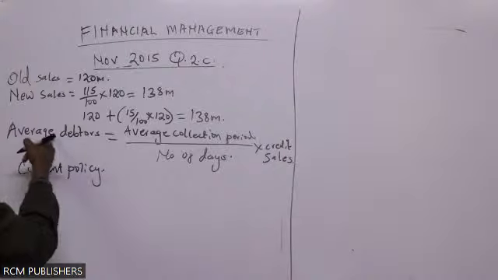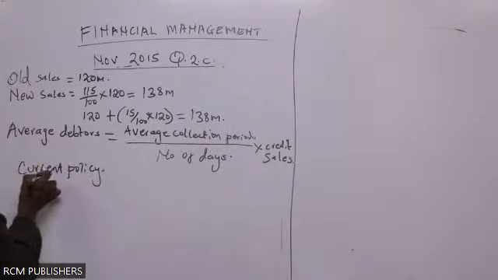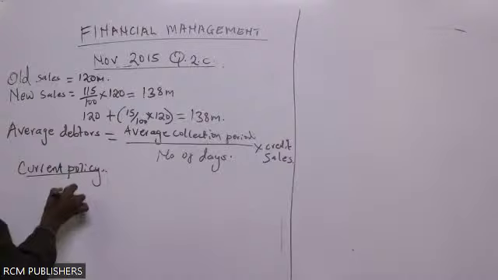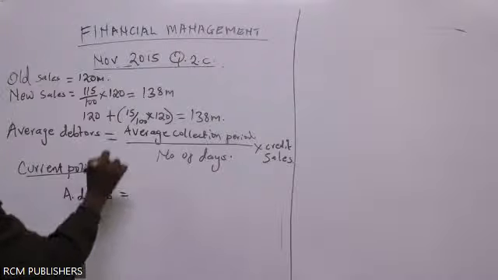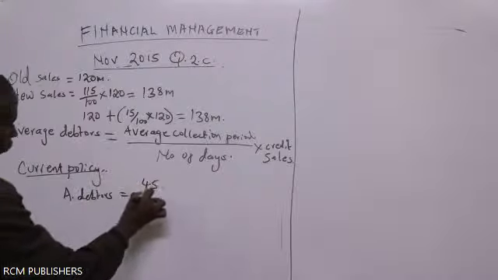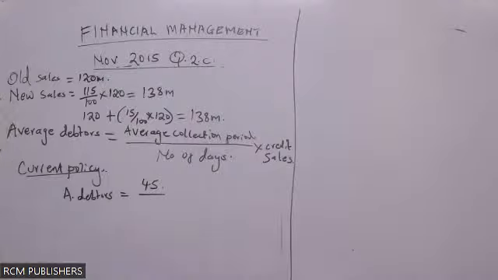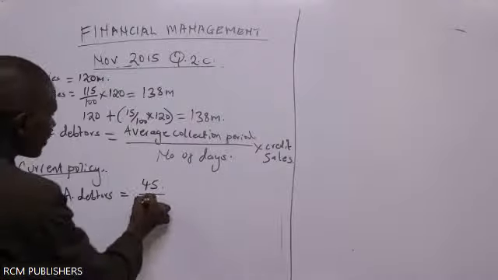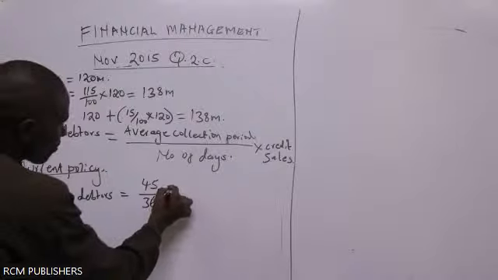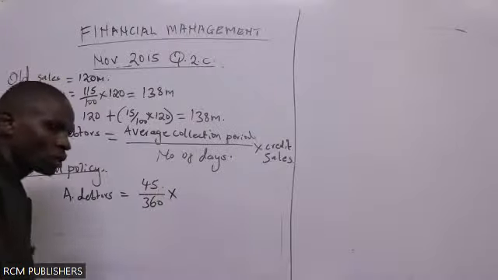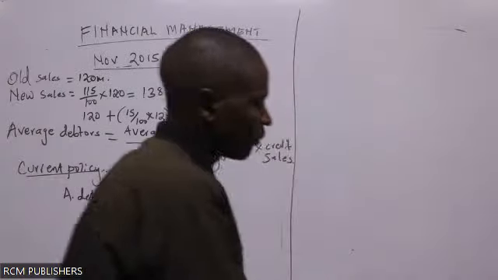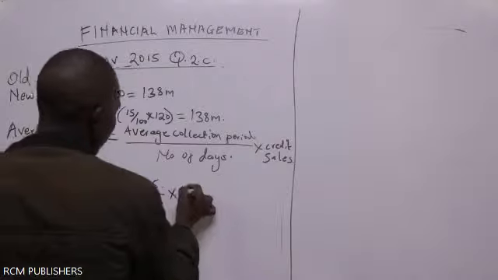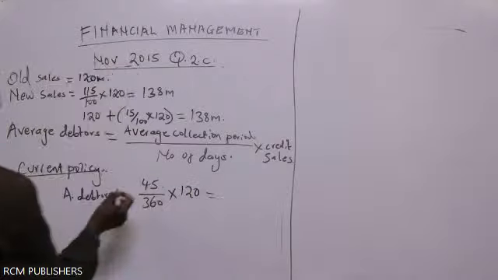So to get the average data for the current policy, it will be 45 over number of days. I have been told to use 360. And then I multiply by my credit sales. All sales, we assume that they are on credit. That is 120. That is for the current policy.